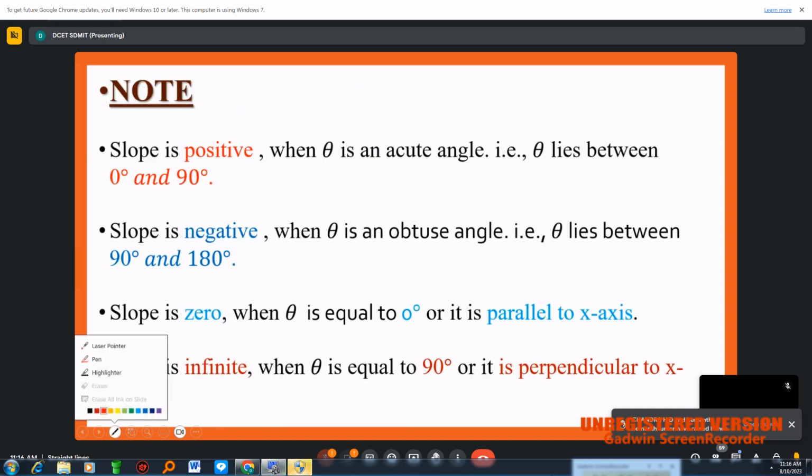So now there are some notes here which are useful for you in your examinations. Slope, we will get it as positive if theta is an acute angle. Acute angle is nothing but an angle which lies between 0 and 90 degrees.